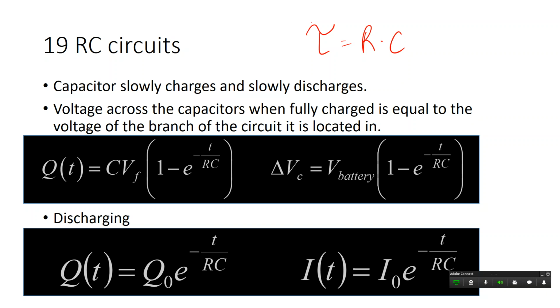Essentially, it's just slow charging, which is different from when it's just capacitors in a circuit, where the capacitors charge instantaneously or practically instantaneously. What we need to remember is that the voltage across the capacitor is going to be equivalent to the voltage across the branch that it's in.